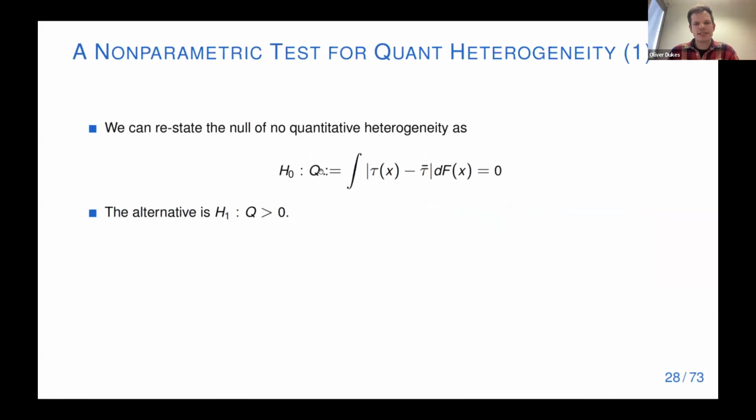Okay, so we can restate the null hypothesis of no quantitative heterogeneity as the integral of the absolute difference between the CATE and the average treatment effect. So you can think about this as being like the density weighted area under the curve.